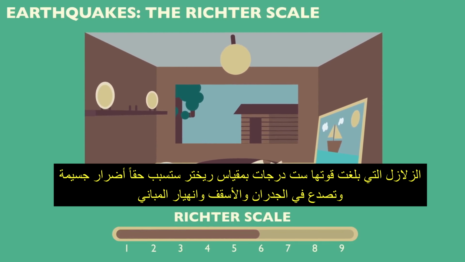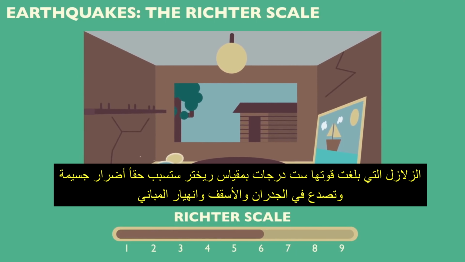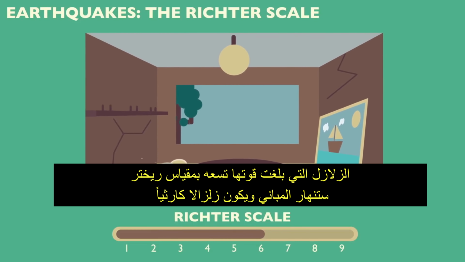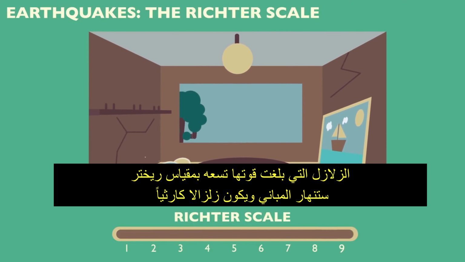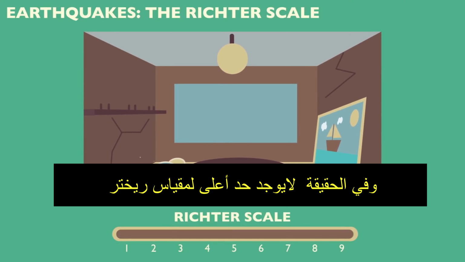With a magnitude of 6, there will be serious damage. Walls crack and split, and buildings can collapse. With a magnitude of 9, an earthquake is a severe, often catastrophic event. In theory, there is no upper limit to the Richter scale.